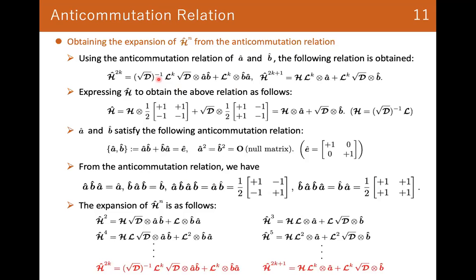To obtain two formulas, it is necessary to express H hat as this formula. Here, A hat and B hat satisfy the anticommutation relation. From the anticommutation relation of A hat and B hat, these relations are obtained. Using these relations, H hat to the 2kth power and H hat to the 2k plus 1th power are obtained.